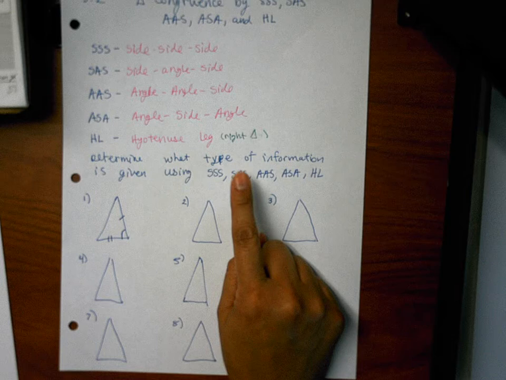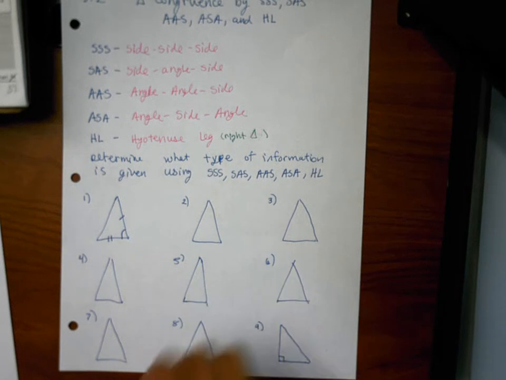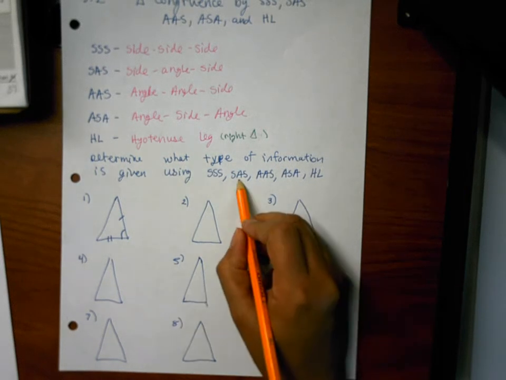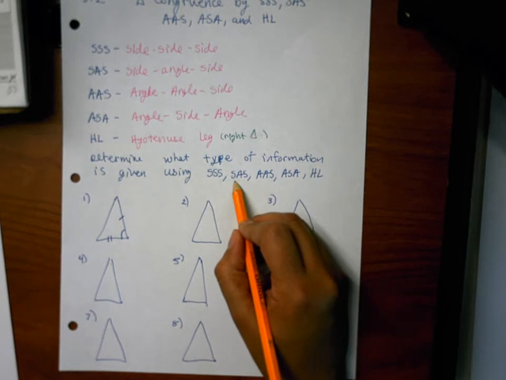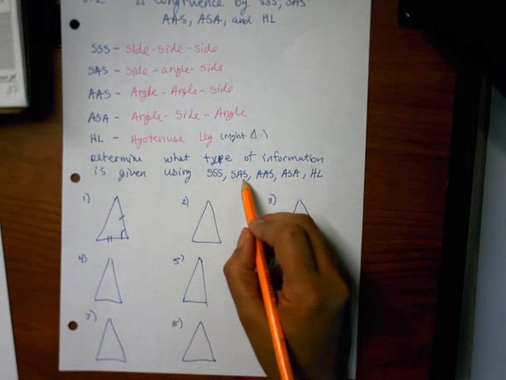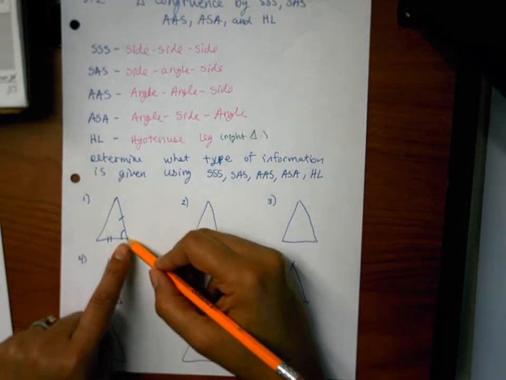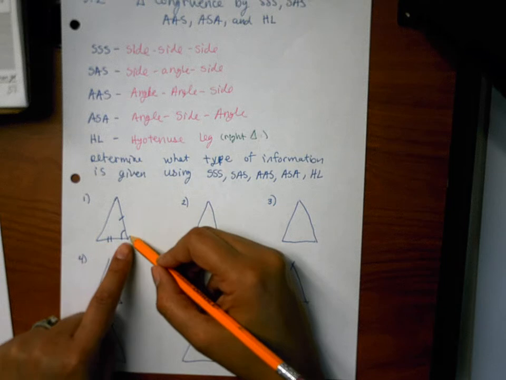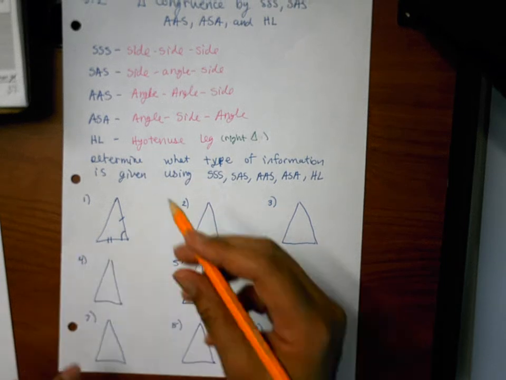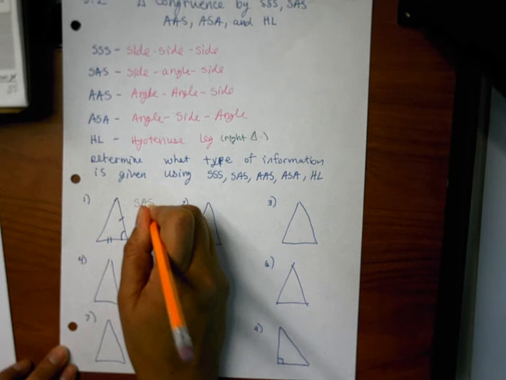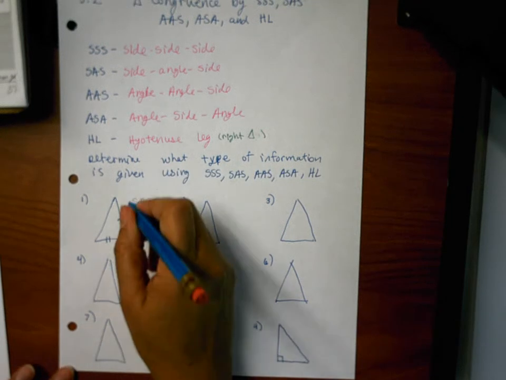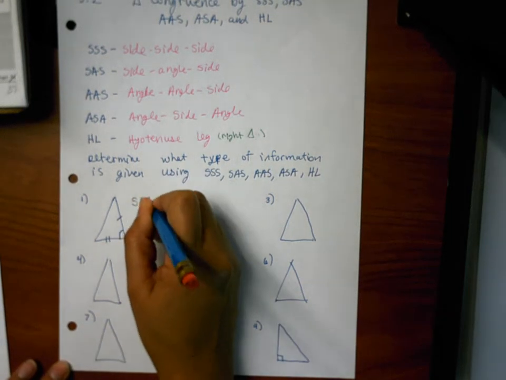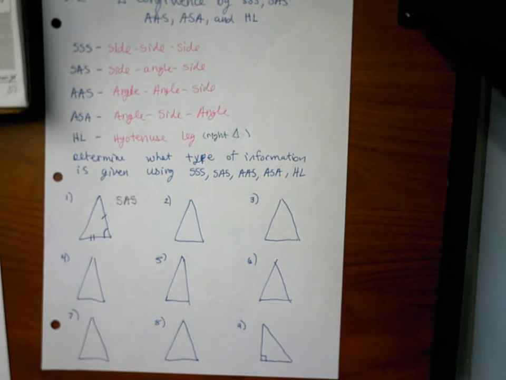Now, the only thing you have to remember is, in order to use SAS, or side angle side, the angle must be sandwiched between the two sides. So here are the two sides. Is this angle sandwiched between the two sides? Yes. So what would we say it is? SAS, side angle side. Questions on why it is side angle side?